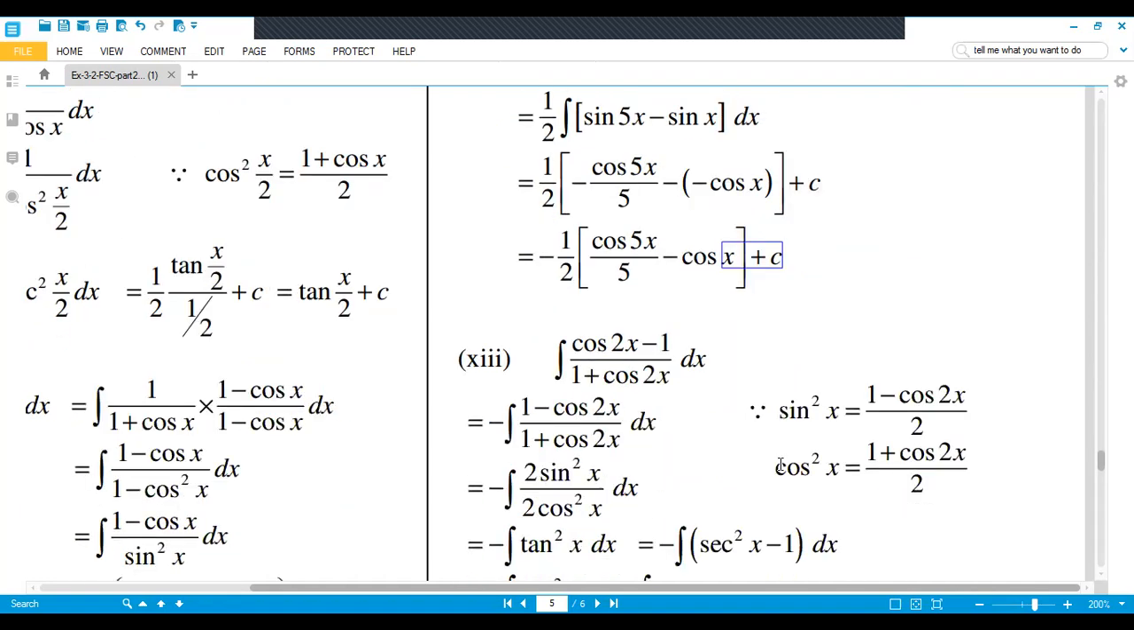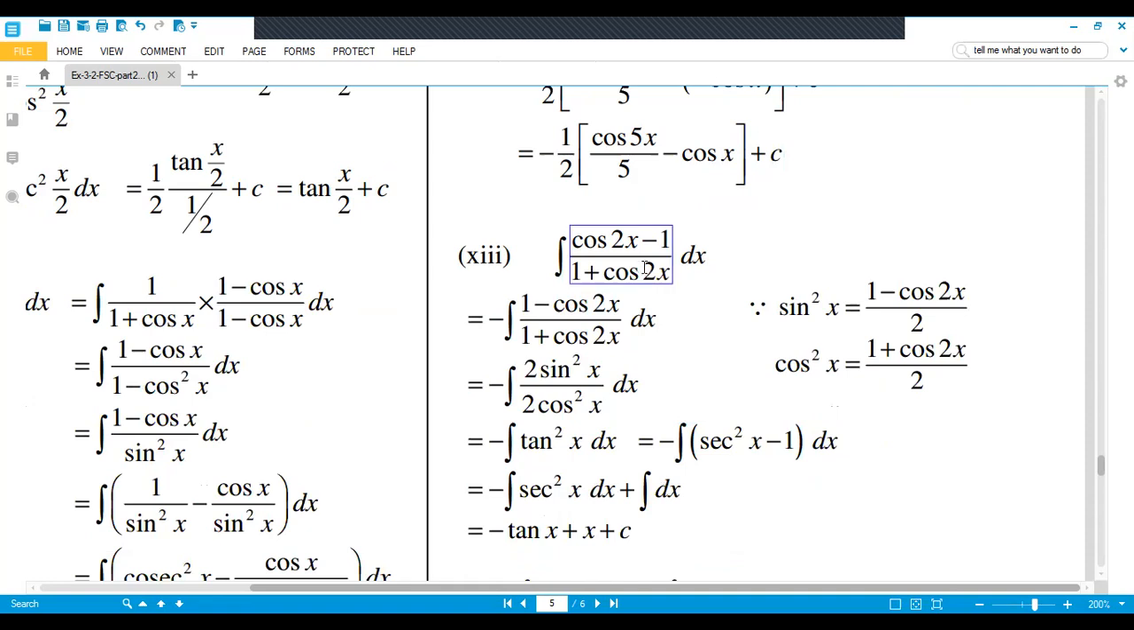Come to the 13th part. In the 13th part, you are given the integral of cos 2x minus 1 divided by 1 plus cos 2x. Here again we are going to use identities. You know that sine square x is equal to 1 minus cos 2x divided by 2, and cos square x is equal to 1 plus cos 2x divided by 2. The 2 is divided here, shifted to the left hand side, so it will come in multiplication. So instead of 1 minus cos 2x, we write 2 sine square x, and instead of 1 plus cos 2x, we write 2 cos square x.